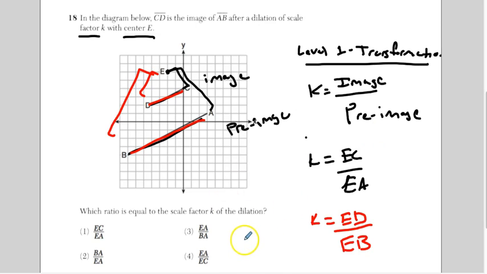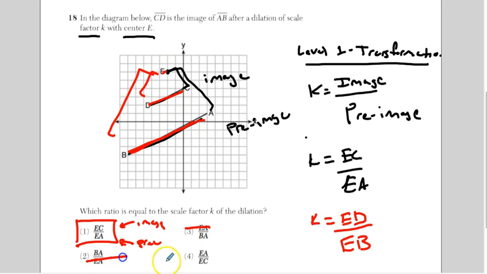But if you look at your answer choices here, there's only one that works, and that is number 1. That is the image over the pre-image. And it starts at the center of dilation, goes to the line. So BA over EA, that makes no sense. We have EA over BA, that also makes no sense. And then you have EA over EC, and obviously that's the distractor. That is the pre-image over the image, but everyone assumes that the big one is the image, which it's not. It tells you in the answer choices.